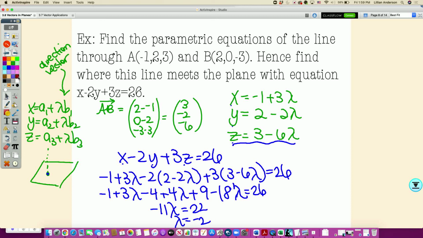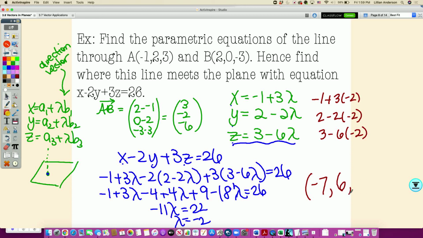So then to find that point where they meet, I'm going to plug lambda back into my parametric equation to get the point -7, 6, 15. And that is where the line and the plane meet for that particular equation and the line that goes through those points.